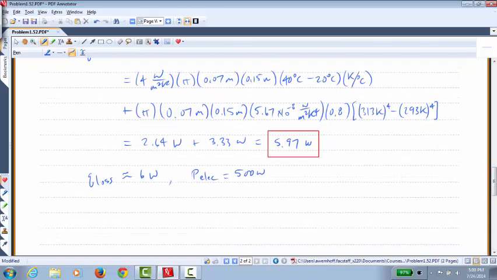And since Q loss is much, much less than P electric, then the assumption that Q loss is negligible, you can set it equal to 0. It is indeed valid. So that's essentially how you would solve problem 52.